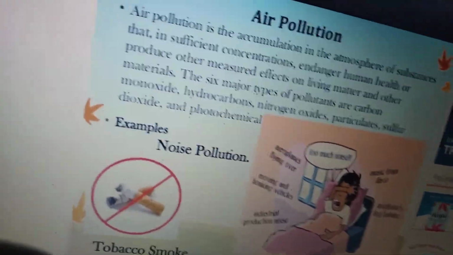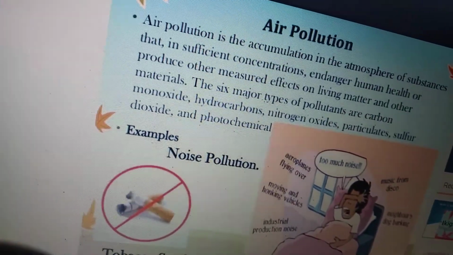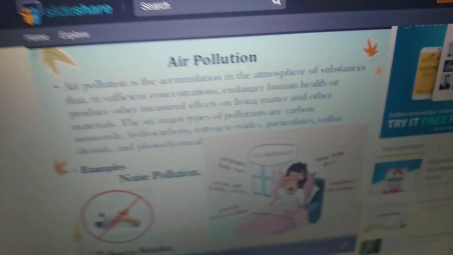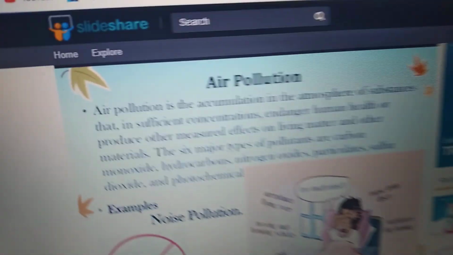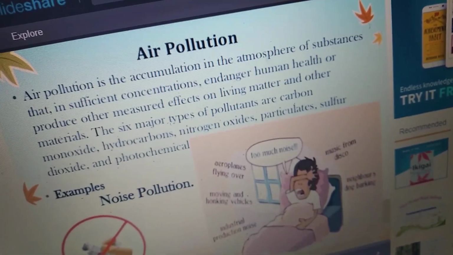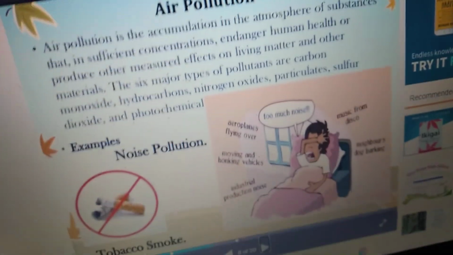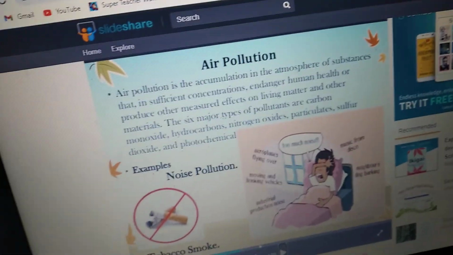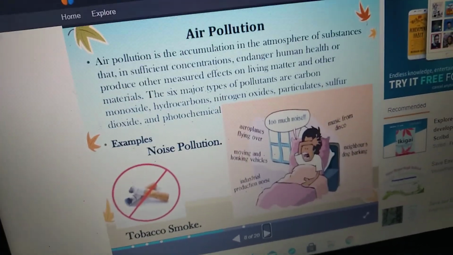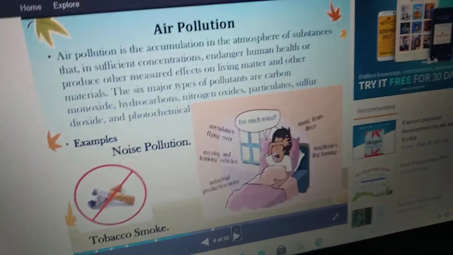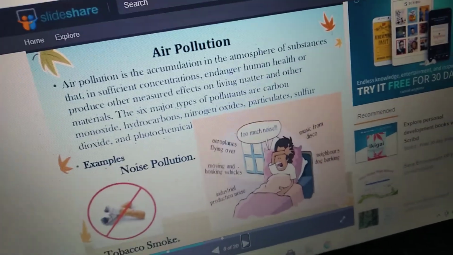How does this air pollution occur? See here, noise pollution and smoke, like tobacco smoke. This will cause air pollution, isn't it? So accumulation in the atmosphere of substances, that is nothing but some of the chemicals which are released by industries and some vehicle noises. Vehicles also produce so much air pollution, and somebody will be smoking. Through that also air gets polluted. That is called air pollution.